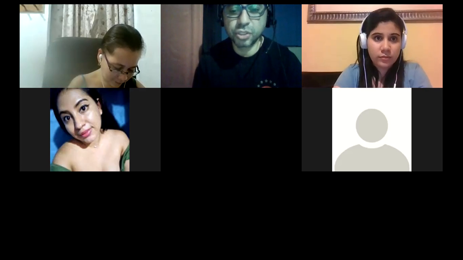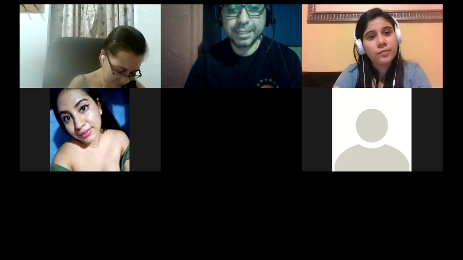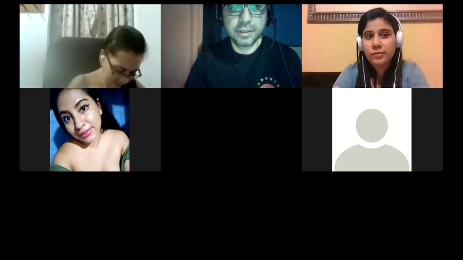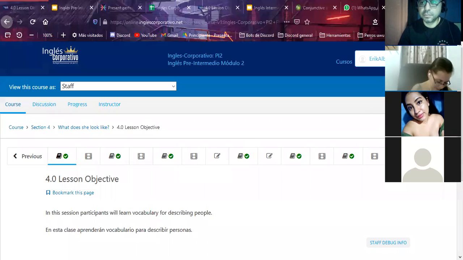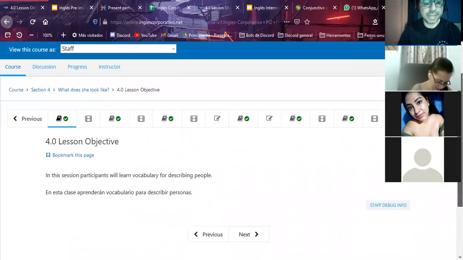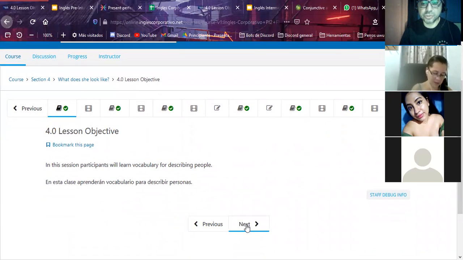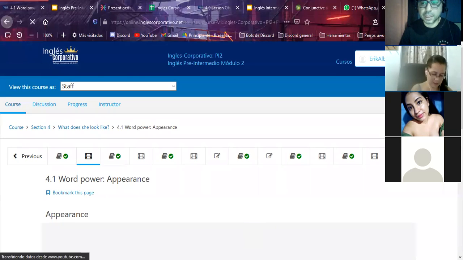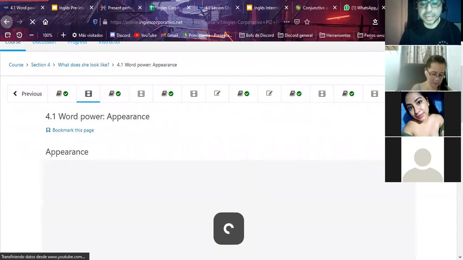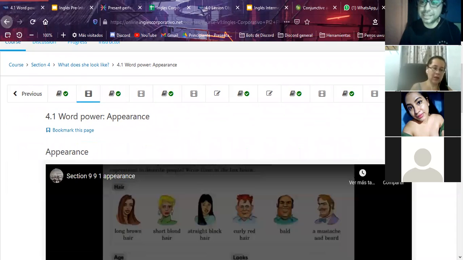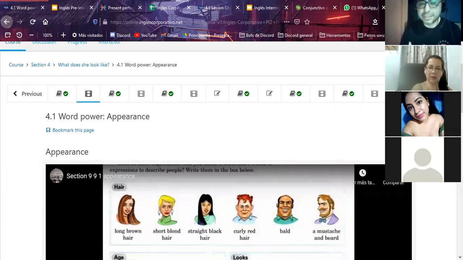Okay, actually we're going to check a little bit of the contents that are there in the platform. So for 4.0, it says in this session, participants will learn vocabulary for describing people. So esto es algo que ya vimos nosotros acá. And then there is a video about appearance. Also, we were checking in class that we can describe appearance, attitudes or feelings, and you can describe clothes.